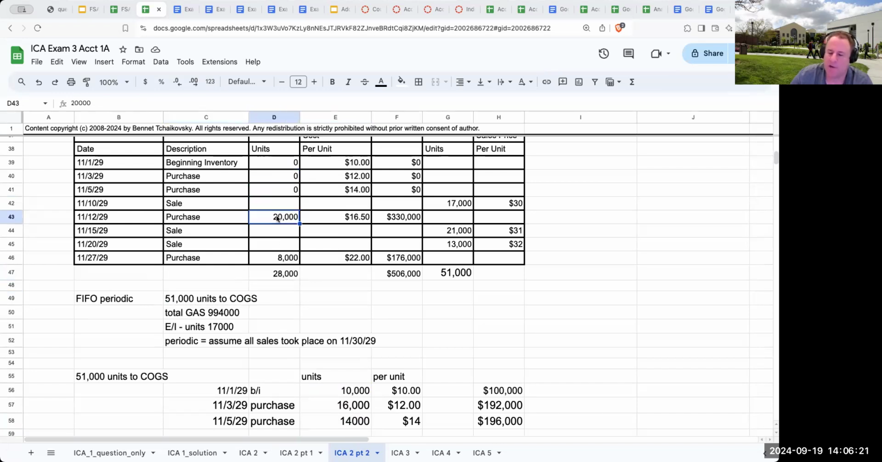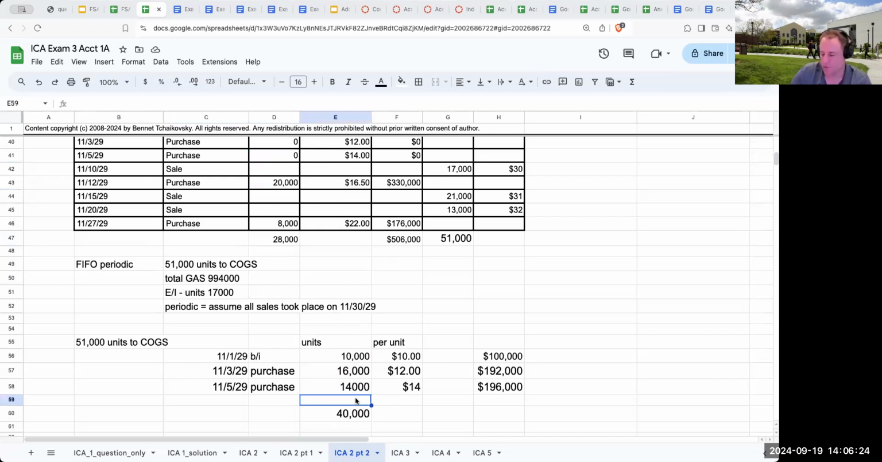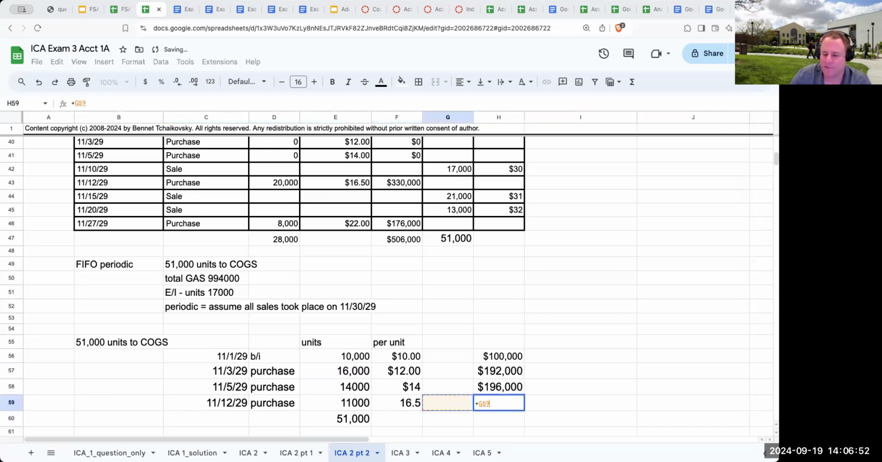So here on this 20,000, if I took all 20,000 units, this would give me 60,000 units going to cost of goods sold. I don't need that many. So I'm only going to take what I need, which is 11,000 units. Because remember, I'm taking what I need over here, the purchase on 11/12/29, 11,000 units at 16.50. And over here, I get 181,500 as the amount that I'm taking to cost of goods sold.